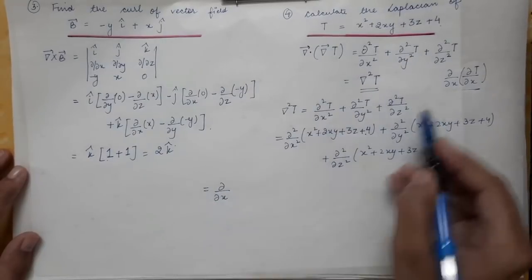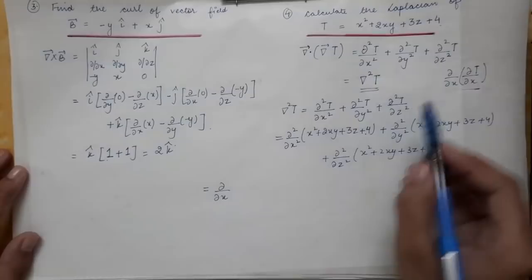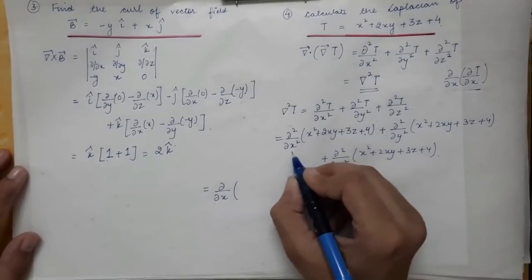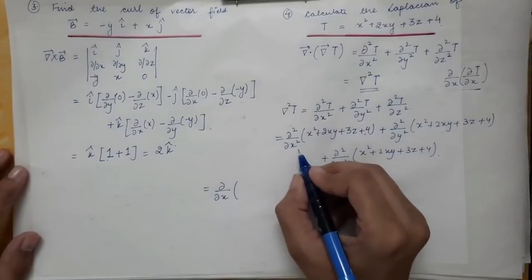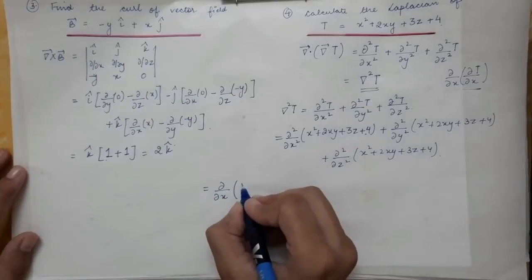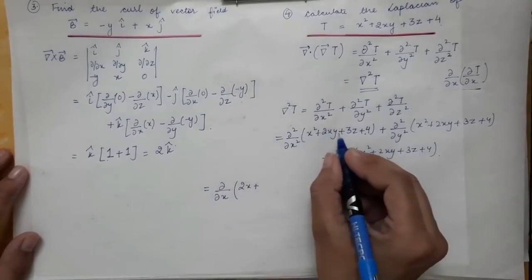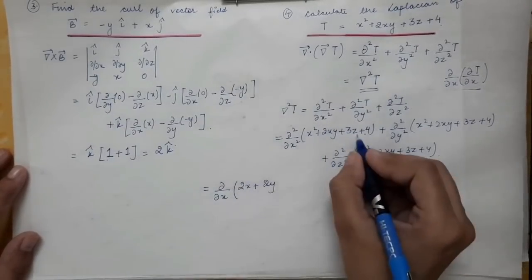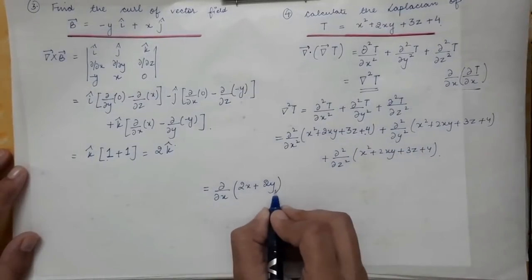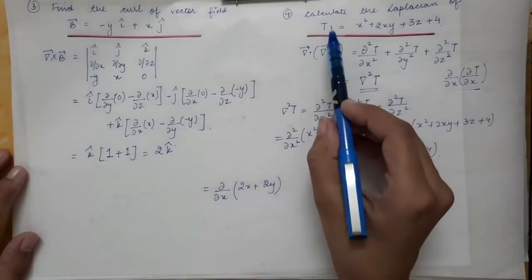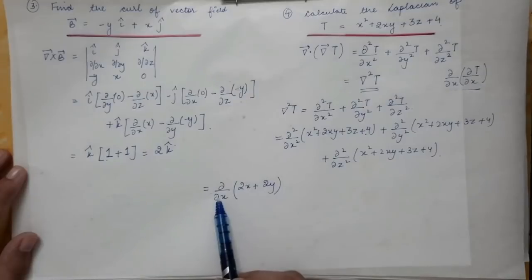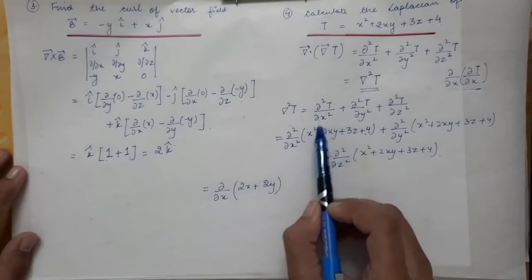So what will be del T by del x? So in this case, we are doing derivative with respect to x. So that will be 2x plus 2y, and z will be constant and all other terms are constant. So this is del T by del x. So partial derivative of T with respect to x, then again we will do its partial derivative with respect to x, that will give us del square T by del x square.